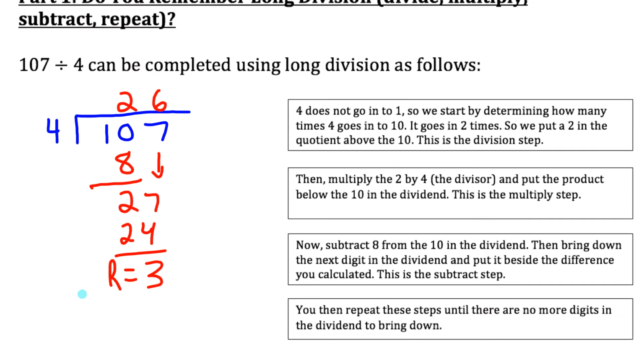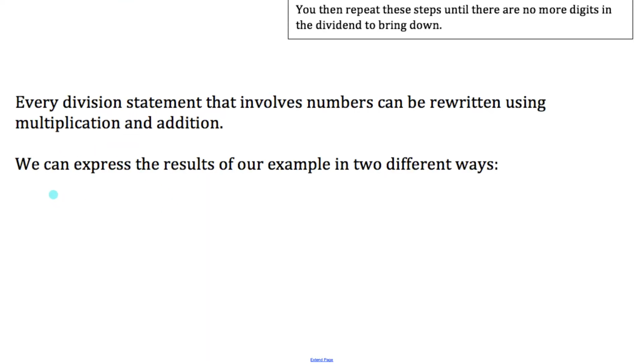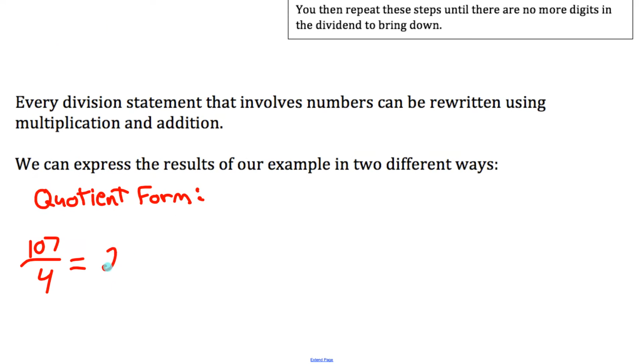Now we need to look at how we express our answer to this division, 107 divided by 4. There are 2 ways to express it. One way is called quotient form. In quotient form, we write the division that we did, so the dividend over the divisor equals the quotient, which was 26, plus the remainder, 3, divided by the divisor. So we would get 26 plus 3/4. That's the answer to our division. That's 26.75.